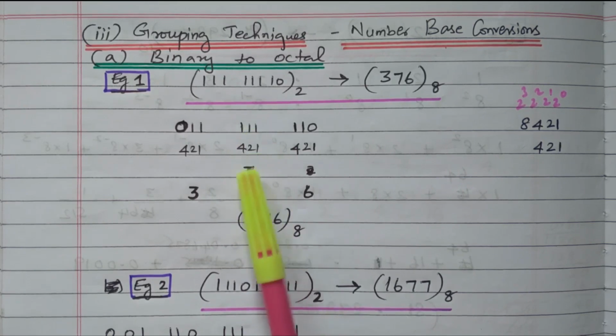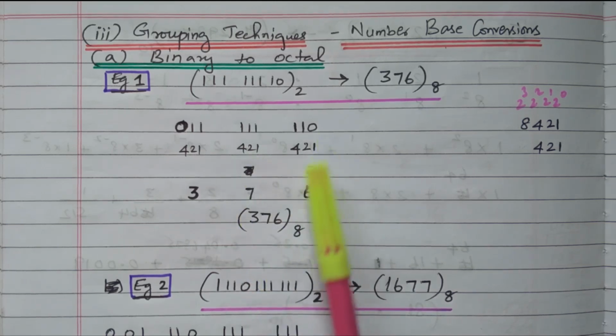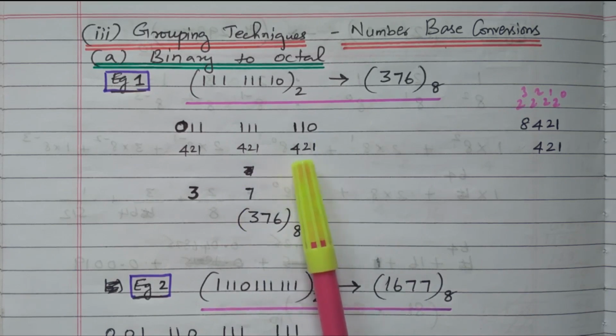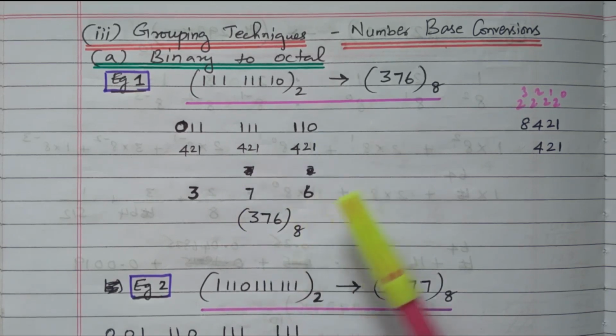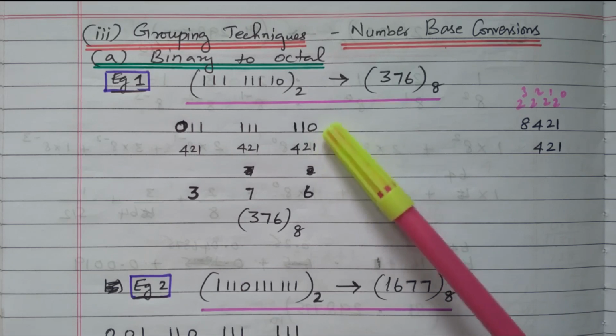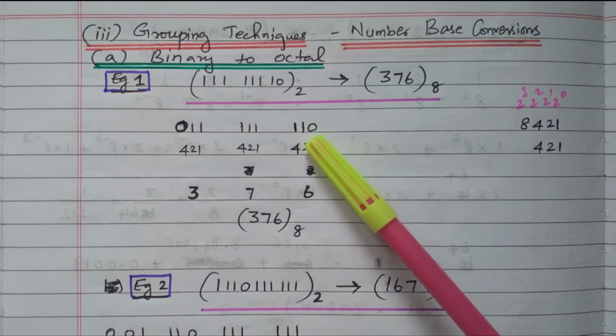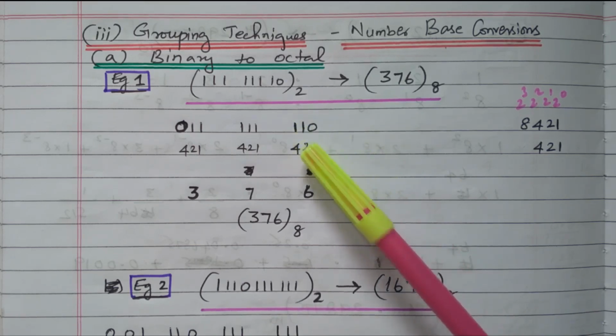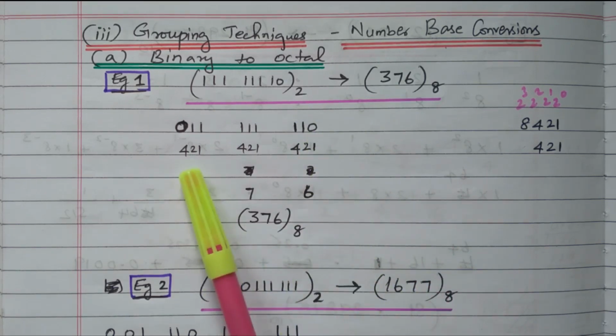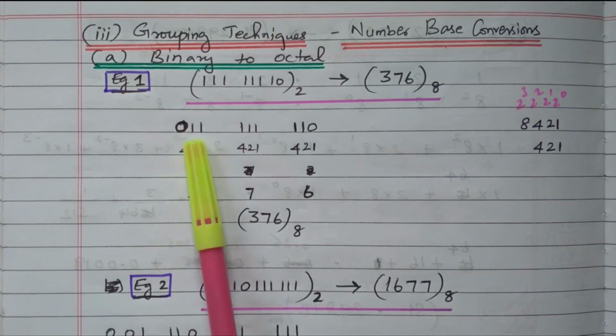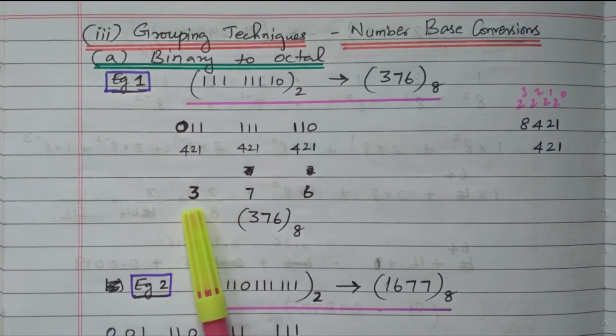According to the weightage, we need to add these values. Here all ones are available, so all digits are added together: 4 plus 2 plus 1, 7. Here the third digit is 0, so the first 2 digits only are added: 4 plus 2, 6. That is 0 into 1 plus 1 into 2 plus 1 into 4, and so we got this value. Shortly we write it like this. Similarly here the first digit is 0, only the second and third digits are available, that is 2 and 1. So 2 plus 1, 3.